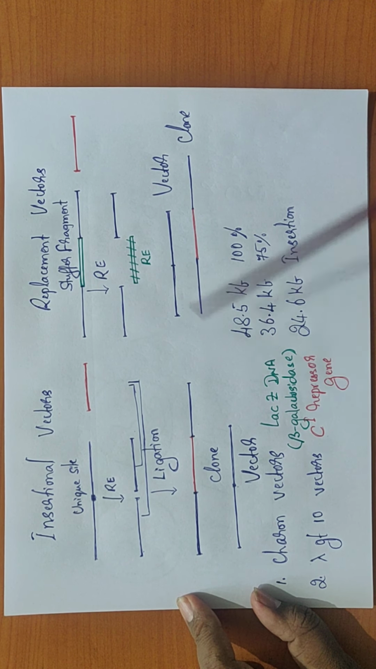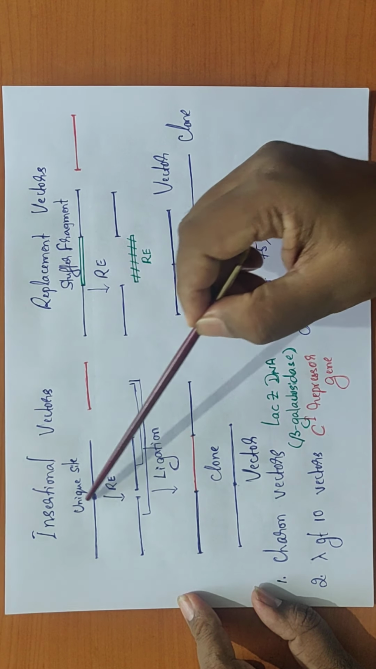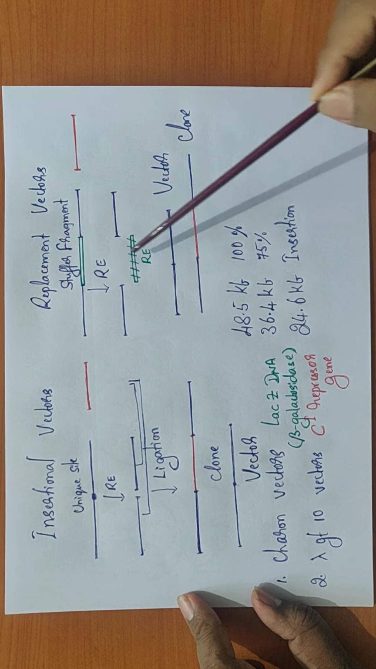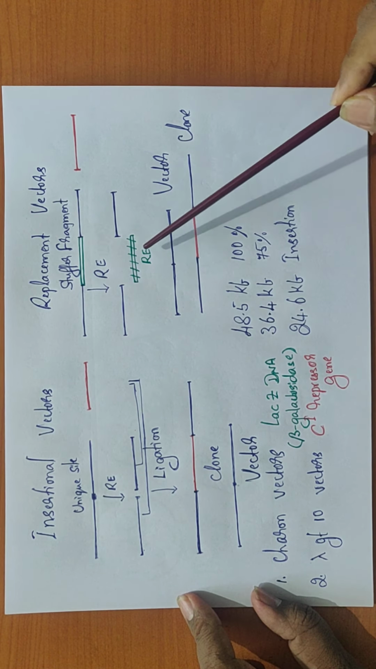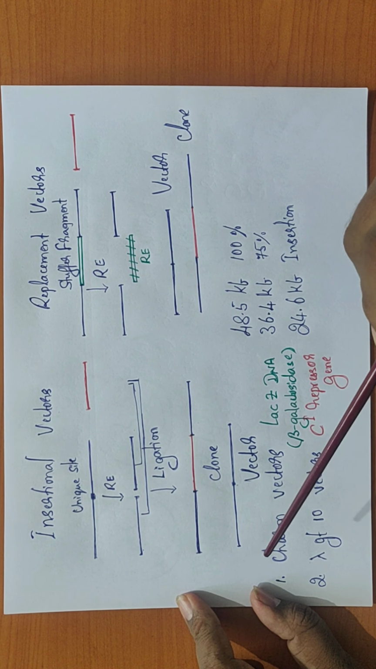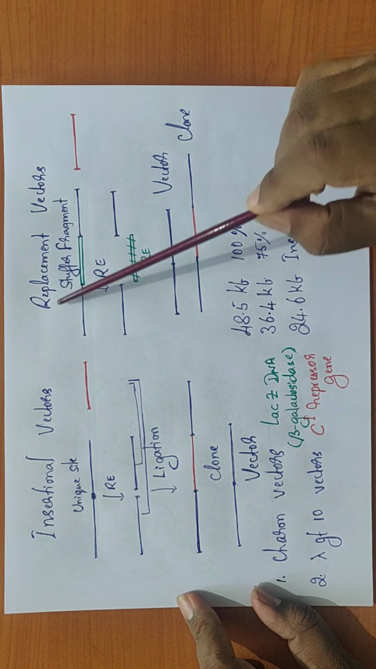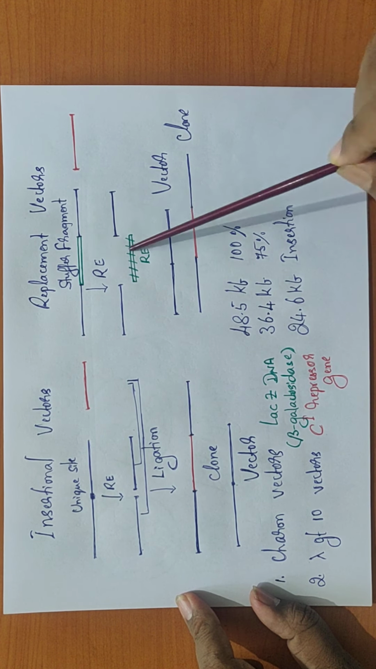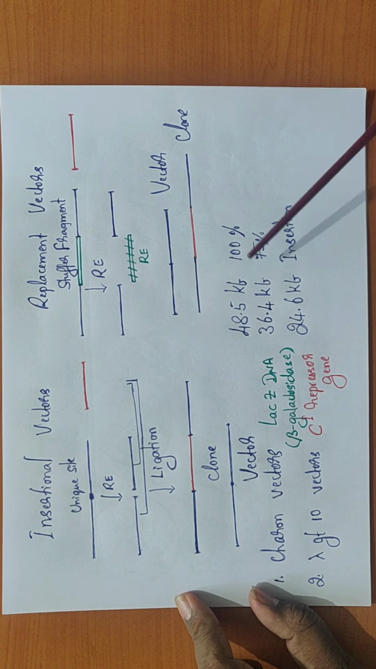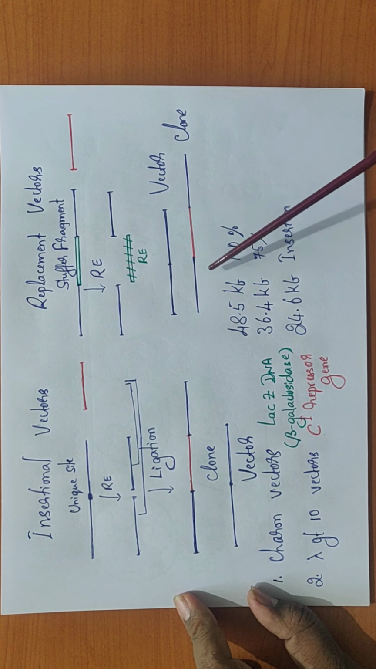I told you that the main purpose of our vectors is to get into the lytic cycle. Now suppose this cI repressor gene is there in the unique site. The moment we insert the DNA of our choice in the cI repressor gene, the cI repressor gene is no more functional. As a result, this will never enter into the lysogeny cycle. It will always enter into the lytic cycle. Whereas in the replacement vectors, the cI repressor gene is present in the stuffer fragment. It is completely eliminated. Then we are going to get the clone.